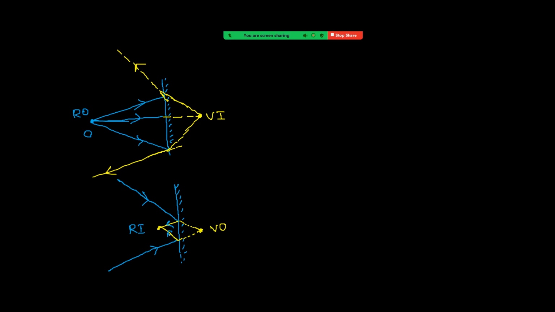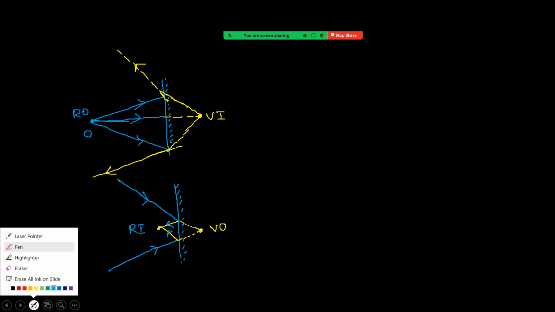And coming to here, for virtual object means if we have converging beam, then after reflection, rays will really converge. That means a plane mirror forms a real image for virtual object. Okay. And we can see one more conclusion here. Let us see that conclusion.